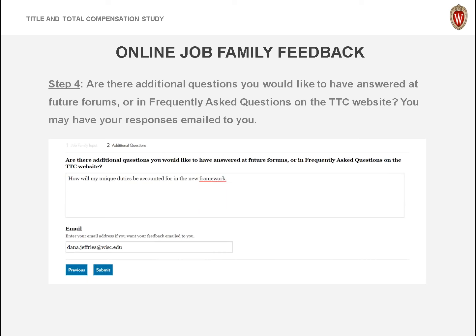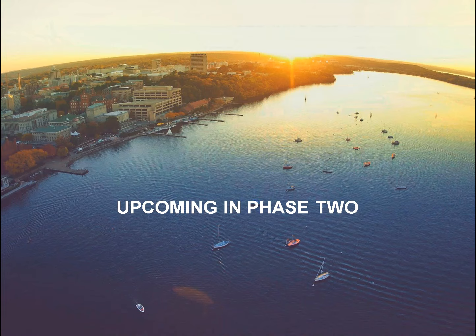Once you enter that and you enter your email address, you will submit. And then, like I said before, that information that you provide will go directly to a team of your peers, as well as others across campus that focus on that particular job family and are charged with thinking through that job family and making sure that we create it in a way that helps in career advancement.